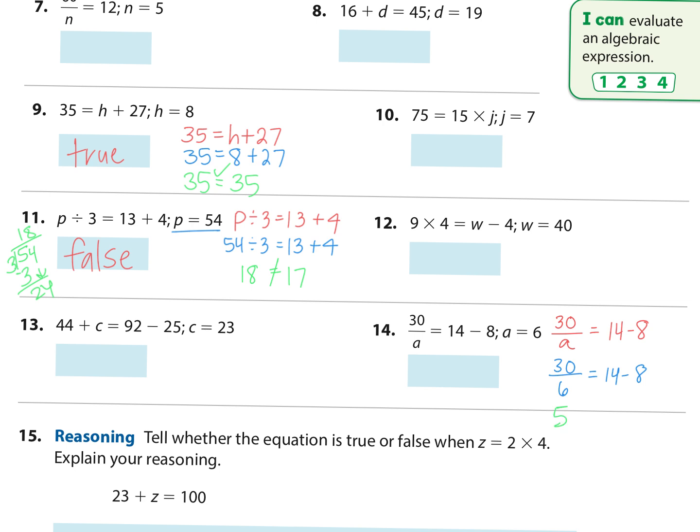5. And again, you should have all of these 3 colored steps on every single problem in your book, just like how I have, okay? This is what I'm expecting on your practice page. All right, so 5 equals, what's 14 minus 8? 14 minus 8 is 6. Are these equal? No. So we draw a slash and then we write false.